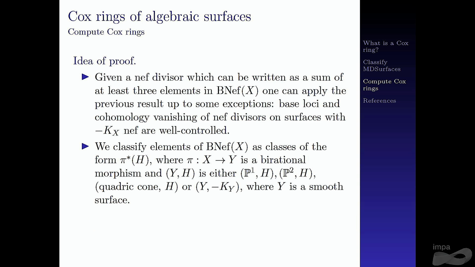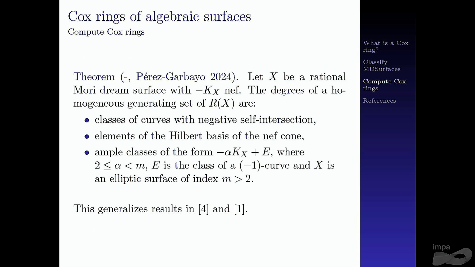I forgot to say that this theorem is much better than in the case of K3 surfaces, because here we can almost always say also when these types of elements are really necessary to generate the Cox ring. Okay? So it is more complete. Okay, this is more or less what I wanted to say.